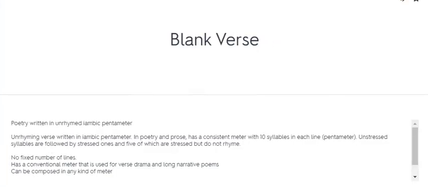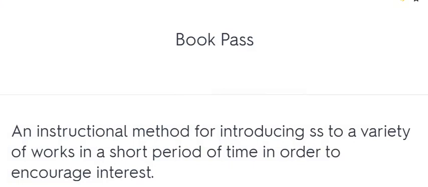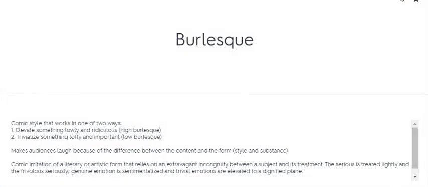Blank verse. Book pass. An instructional method for introducing students to a variety of works in a short period of time in order to encourage interest. Burlesque.